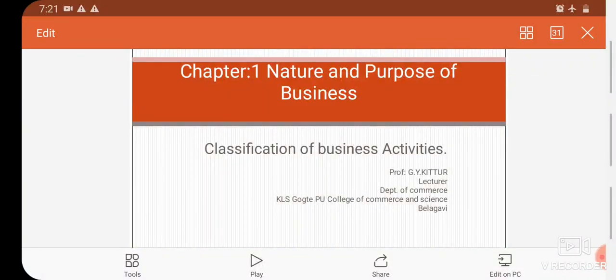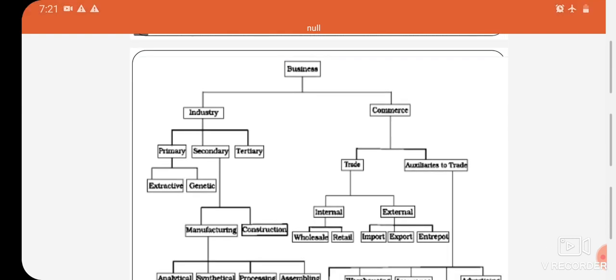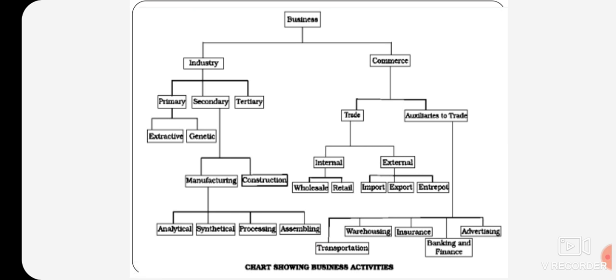Dear students, today we are going to learn classification of business activities. The classification of business activities can be better understood by observing the following diagram or chart. See, dear students, this is part about classification of business activities. See how it is done.